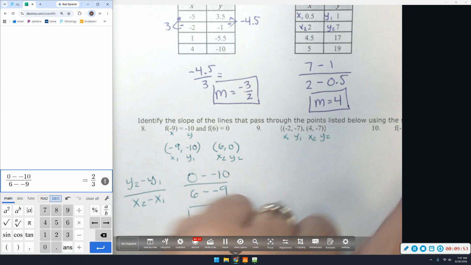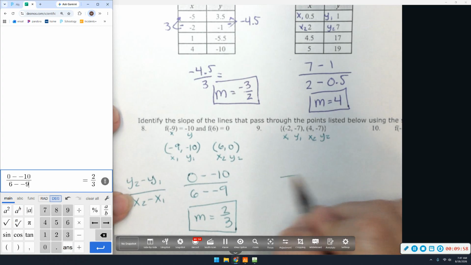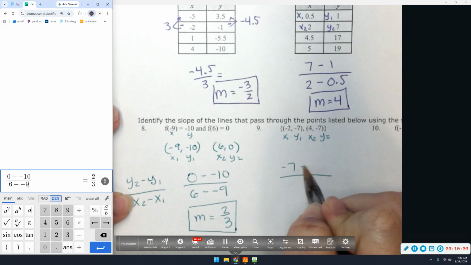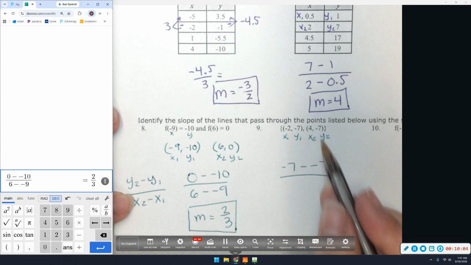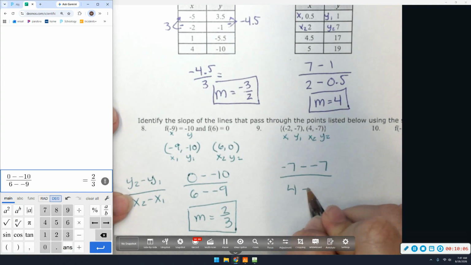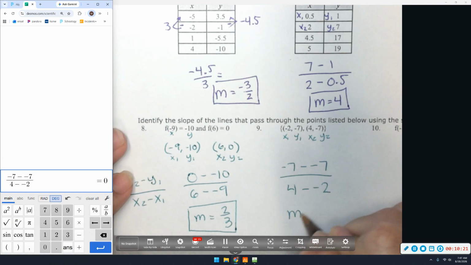When the x's match, it's undefined. We just talked about that on number 7. So let's see what happens here. So y2 is -7 minus y1 is also -7 over x2, which is 4, minus x1, which is -2. And when I type that in, what does it give me? 0. So remember, when the y's match, your slope is 0.